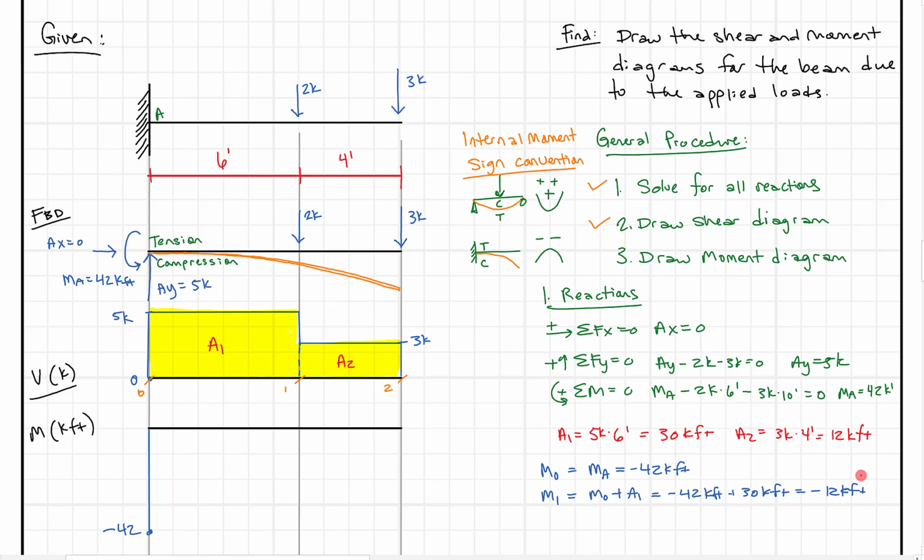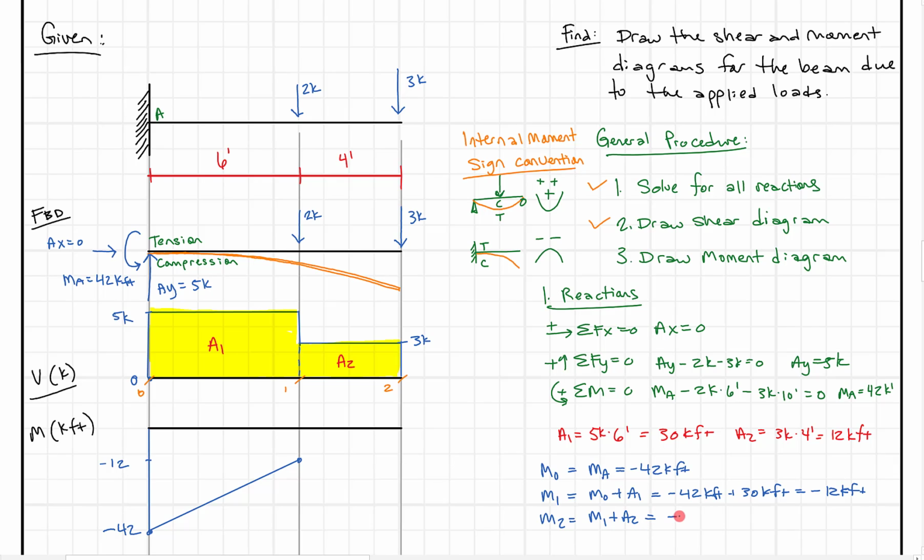So we know when we add up the moment at the support plus all this area, we're going to come to minus 12 kip feet. So we'll call this minus 12, and what we need to do is connect this with a straight line, because a constant height shear diagram turns into a straight line sloping moment diagram. So let's draw that line in. And then let's look at M2.